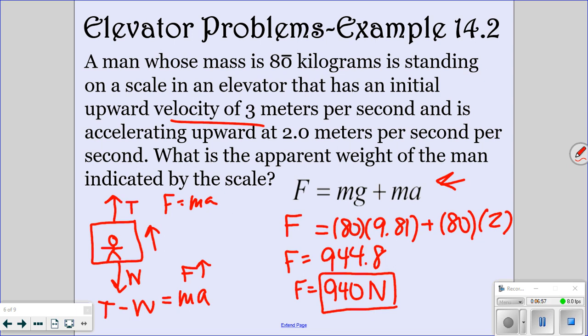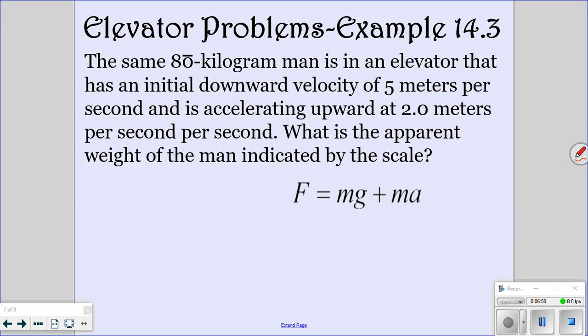We're going to look at another one. The same 80 kilogram man is in an elevator that is now going down, with an initial velocity of 5 and accelerating upward at 2 meters per second squared. What is the apparent weight of the man indicated by the scale? So again, we have our man, but it's accelerating upward.